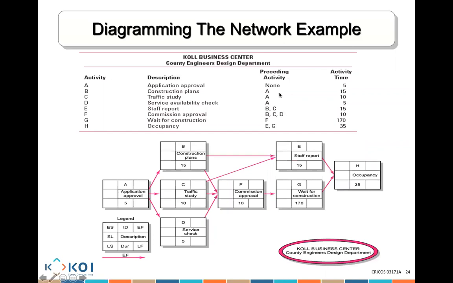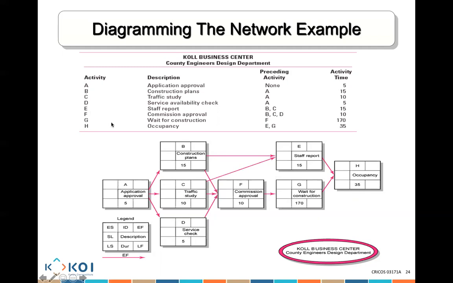Let's look at it. A, nothing before it. B, C, and D, they're all after A. So B, arrow from A, C, arrow from A, D, arrow from A. Great. E comes after B and C. So I have E here, arrow from B, arrow from C. I have also F, arrow from B, C, and D. So F can start after B, C, and D are finished.